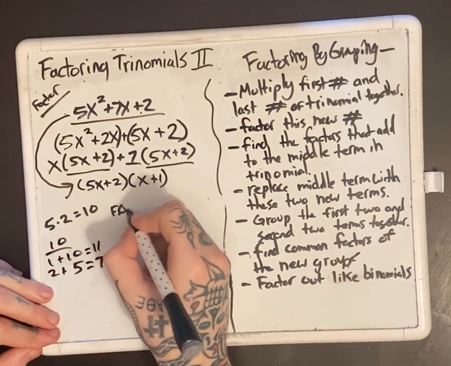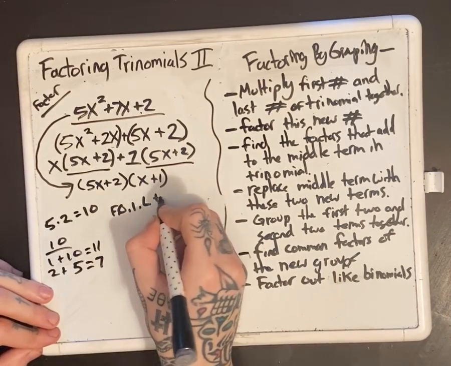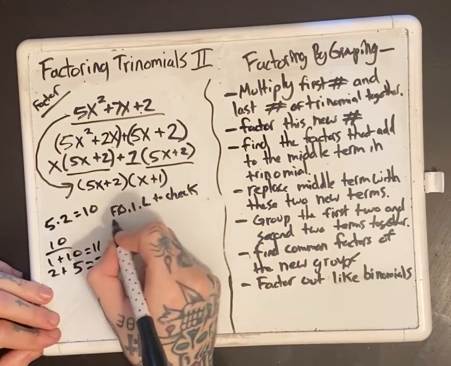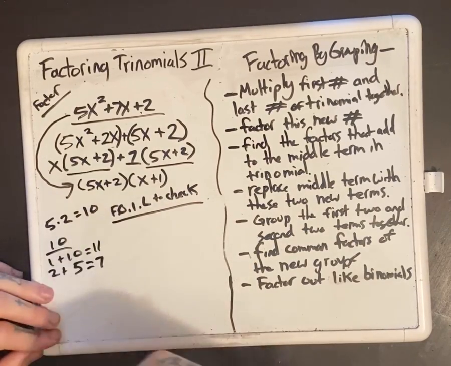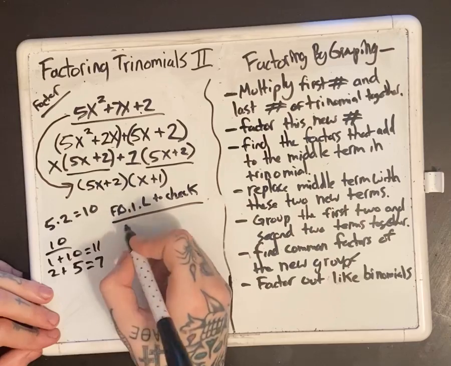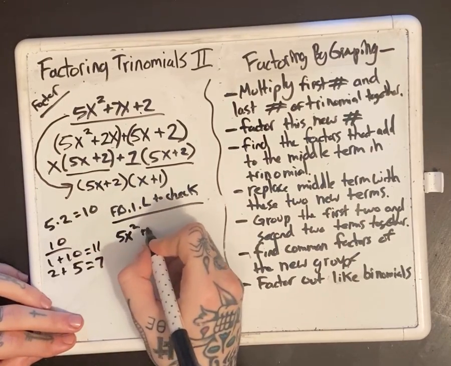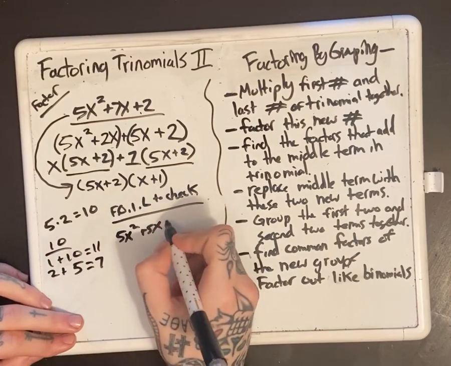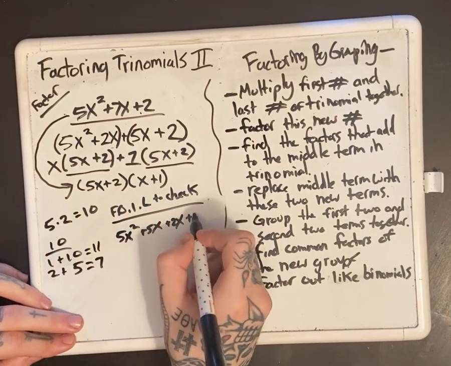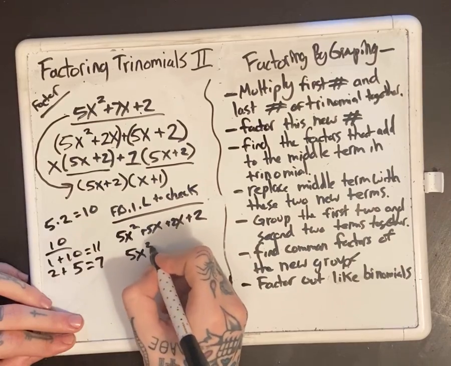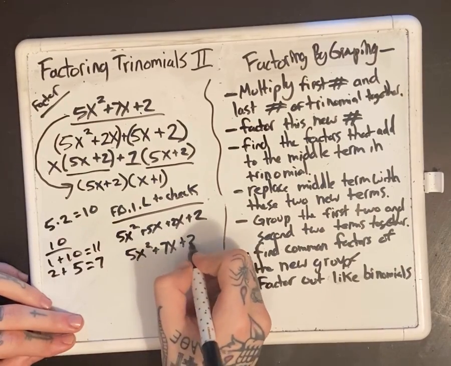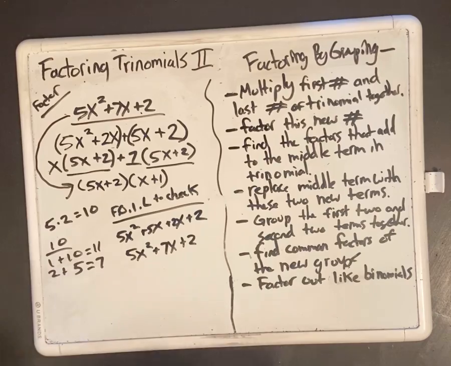Now we're going to FOIL to check. We're only foiling to check. It's not part of the actual answer. 5x times x is 5x squared. 5x times 1 is 5x. 2 times x is 2x, plus 2. And we get that original trinomial, so we know we did it right. Cool. All right. Good luck with the handout.